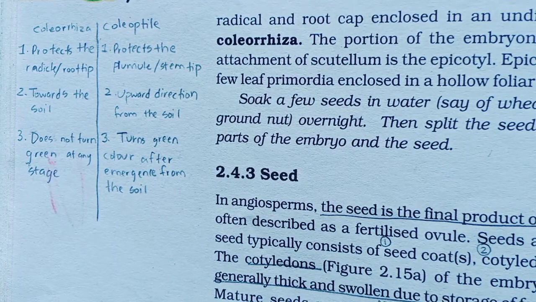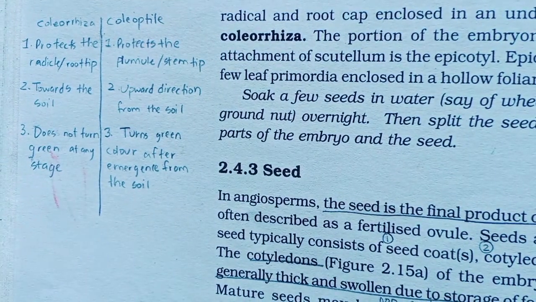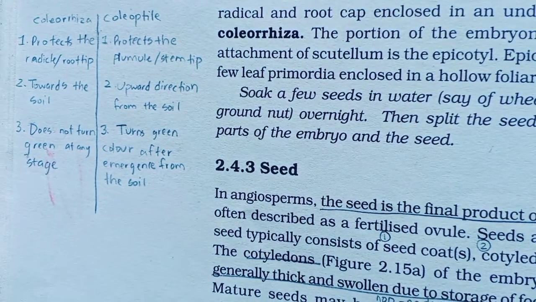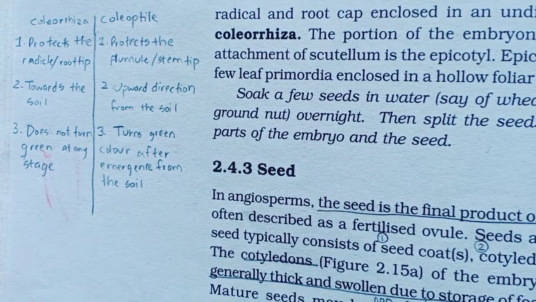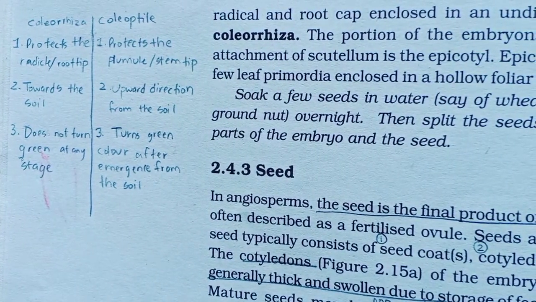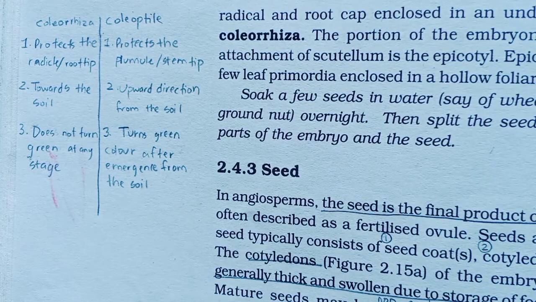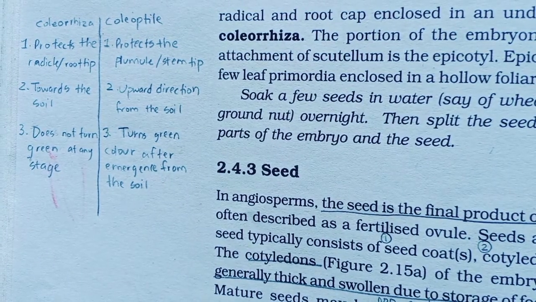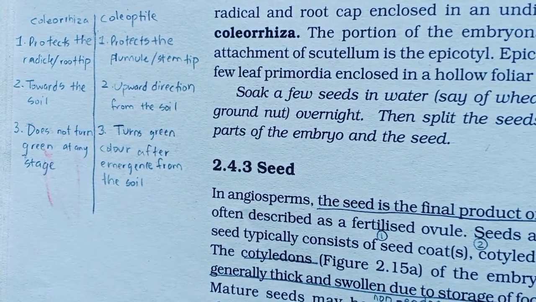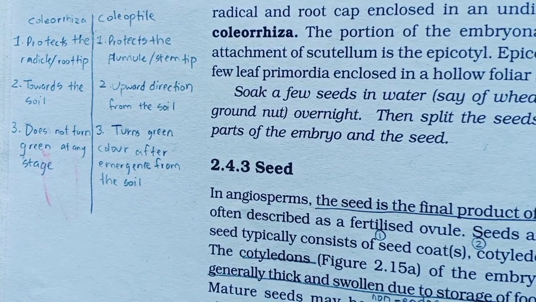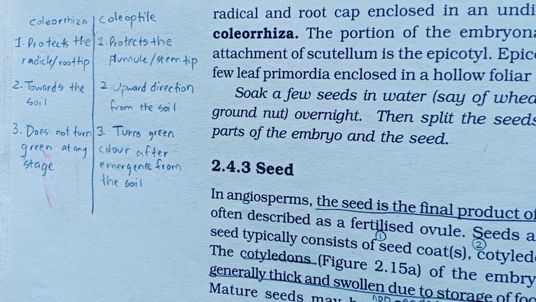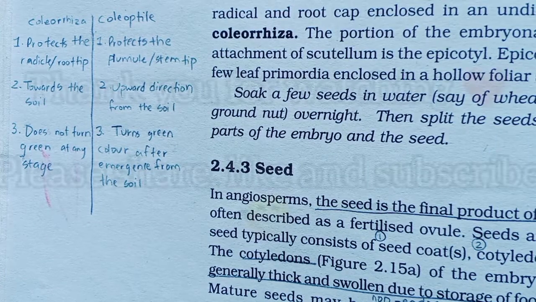And from this third point we can add another point, that is, if it does not turn green, coleorhiza will not photosynthesize, and coleoptile, since it turns green after emergence from the soil, it will photosynthesize. So we can write 4 points. I hope we are all clear with this coleorhiza and coleoptile.